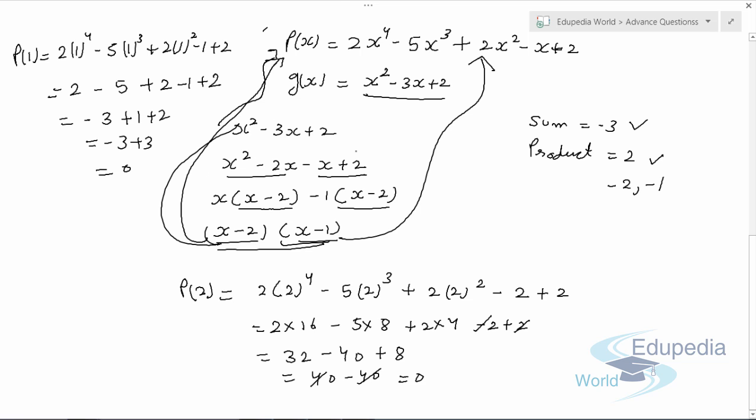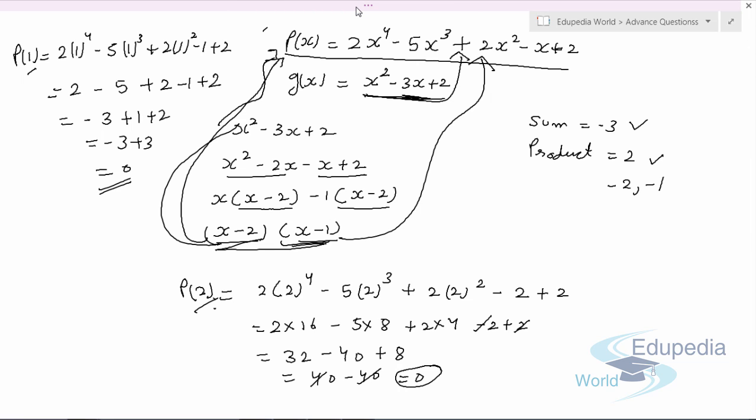So this implies that both factors of g of x completely divide this polynomial. Why? Because for the factors of g of x, at 2 and 1, we are getting remainder as 0. This means these are the zeros of the polynomial, and when we get a remainder of 0, these two factors x minus 2 and x minus 1 completely divide this polynomial. So these were some of the advanced questions and concepts related to factor theorem and factorization by splitting the middle term.